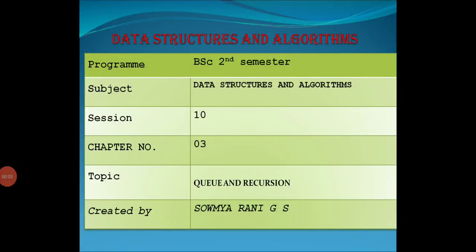Last class we discussed the concept of recursion, examples for recursion such as the binomial coefficient and also the Fibonacci series, example 1 and example 2. So this is the 10th session of your class, chapter number 3. The topic is queue and recursion.